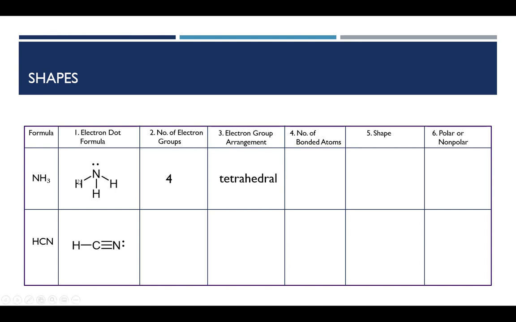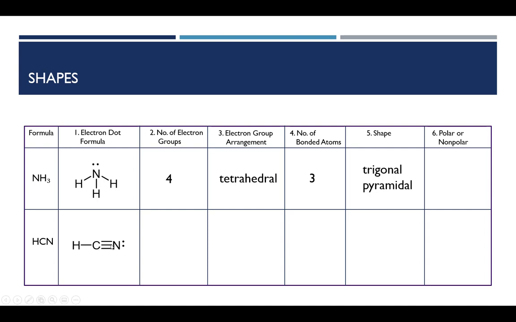So nitrogen's bonded to 1, 2, 3 atoms. So it's bonded to 3 atoms and has 1 lone pair. So the shape is then called trigonal pyramidal or trigonal pyramid. We haven't covered polar or nonpolar yet, so I'll come back to that.